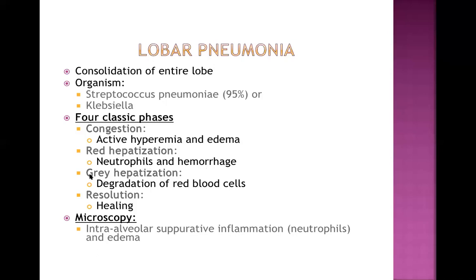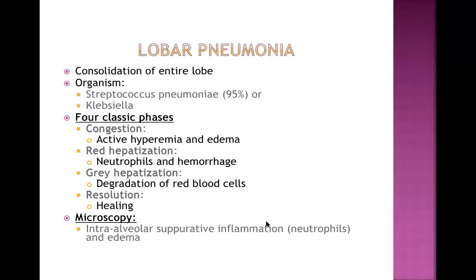After that, the third stage is gray hepatization. After a few days, the gray hepatization stage will be there, and during that time, degradation of red blood cells occurs and the color will also change. And the last stage is resolution. If we give antibiotics for the treatment of pneumonia, then the patient will completely recover. All these hepatizations will clear away and the patient will get better. So these are the 4 classical phases of lobar pneumonia.